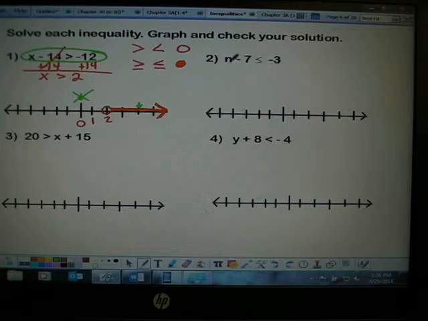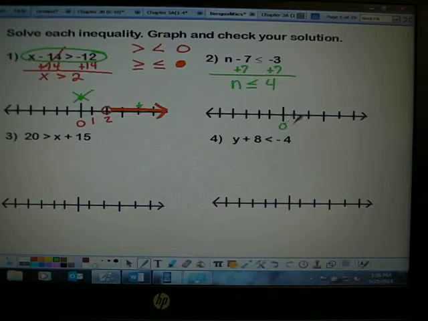So look at this next one. We have n minus 7 is less than or equal to negative 3. So minus 7, we're going to add 7 to both sides. So this is our addition property of inequality. You're adding the same number to both sides of the inequality. Gives you n is less than or equal to 4.